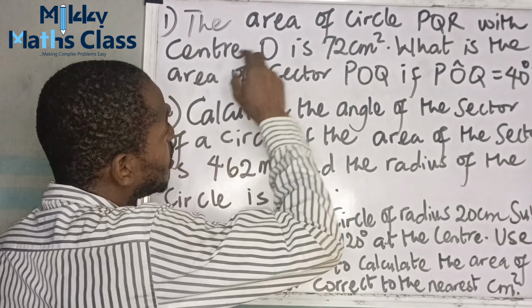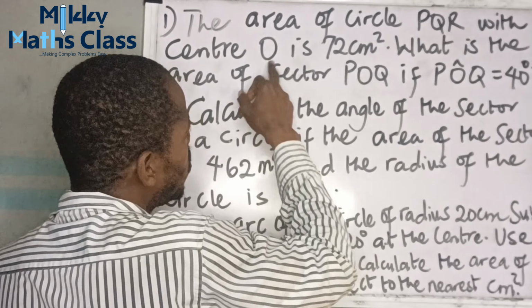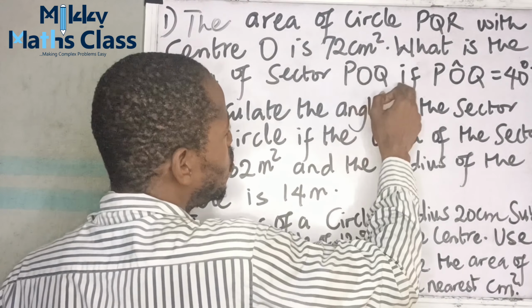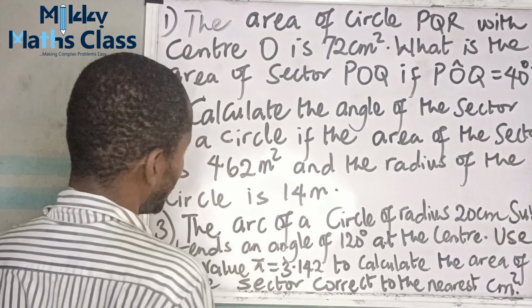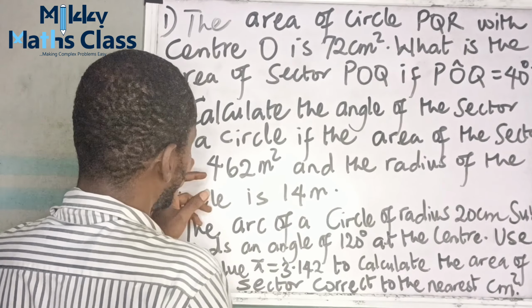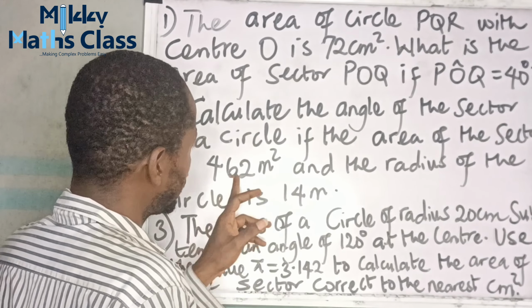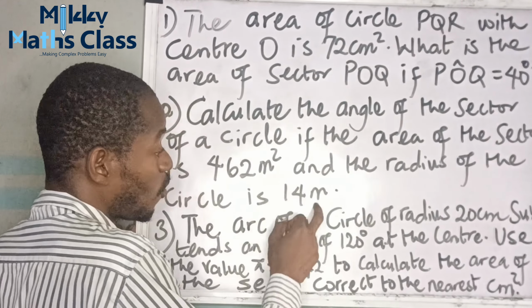The first one says the area of a circle PQR with center O is 72 centimeters square. What is the area of the sector POQ if angle POQ is equal to 40 degrees? That's the angle at the center is 40 degrees. The second one says calculate the angle of the sector of a circle if the area of the sector is 462 meters square and the radius of the circle is 14 meters.